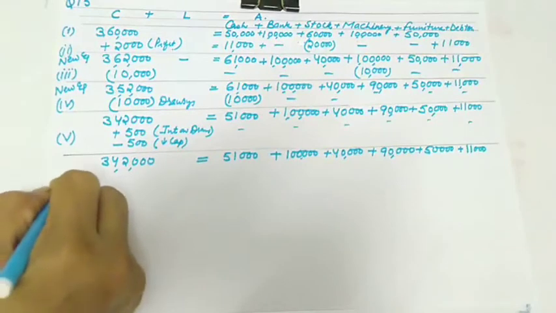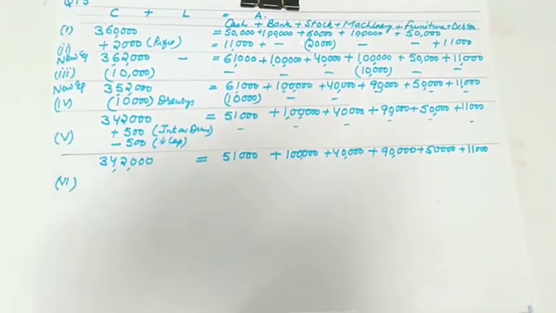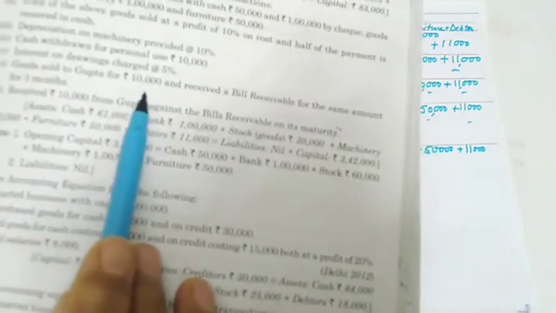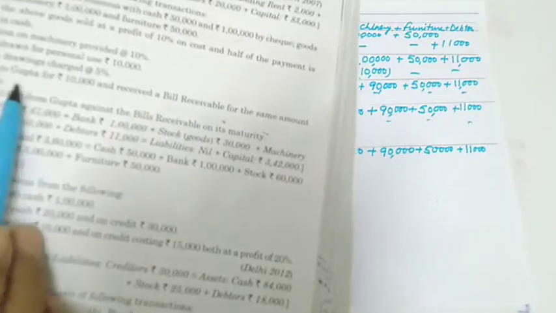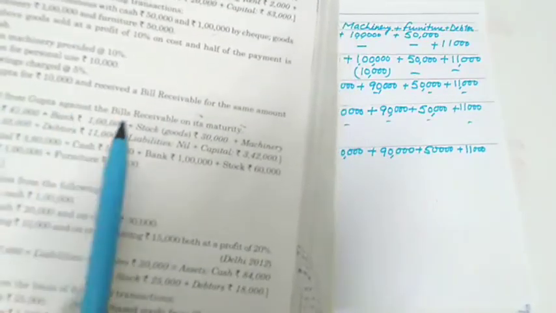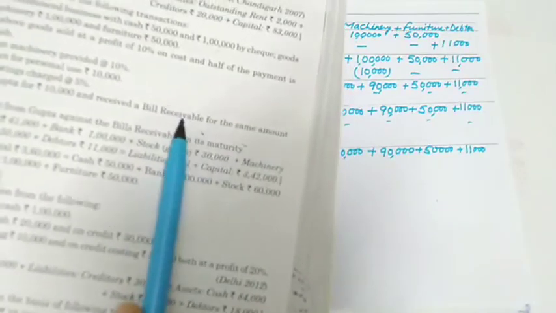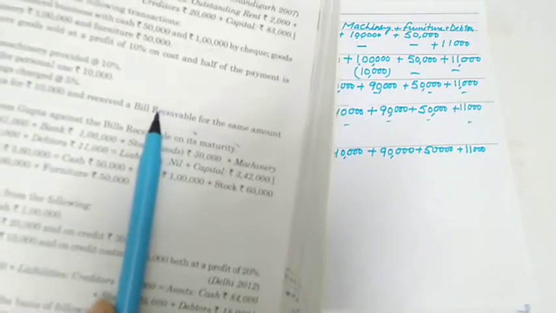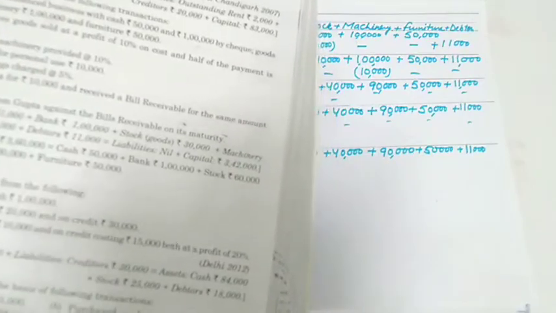Now next, transaction number 6: goods sold to Gupta for rupees 10,000 and received a bills receivable for the same. So we are selling goods to Gupta for rupees 10,000 and received a bills receivable for the same amount for 3 months. So here we are making our debtor time bound. That's why we gave him a bill which is duly signed and returned to us. Gupta has signed as well as returned it to us, and it's a promise that he will be paying us after 3 months.